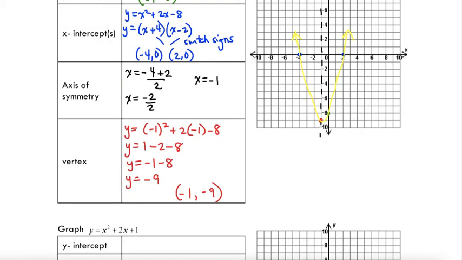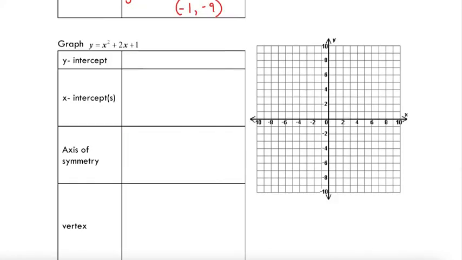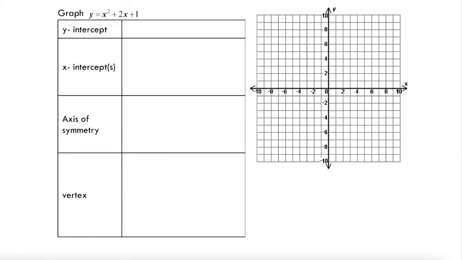Let's do one more example. Find your y-intercept first. My y-intercept is right here at the point 0, 1. So it crosses my y-axis at 1.